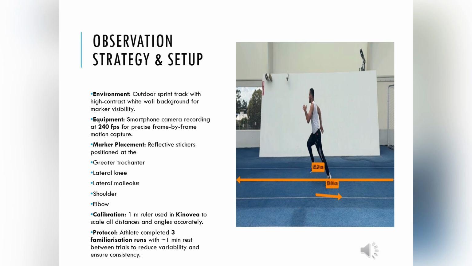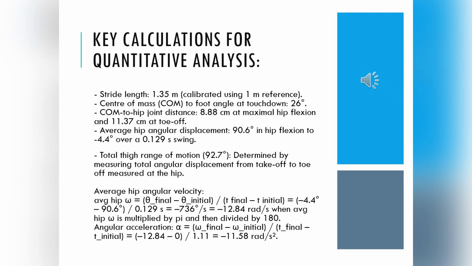The athlete performed 3 familiarization runs with approximately 1 minute of rest between each to reduce variability and achieve consistent performance before his maximal sprint. The following calculations were derived from video analysis to be used for the quantitative analysis portion of this presentation. Please pause here to view the calculations and formulas used.